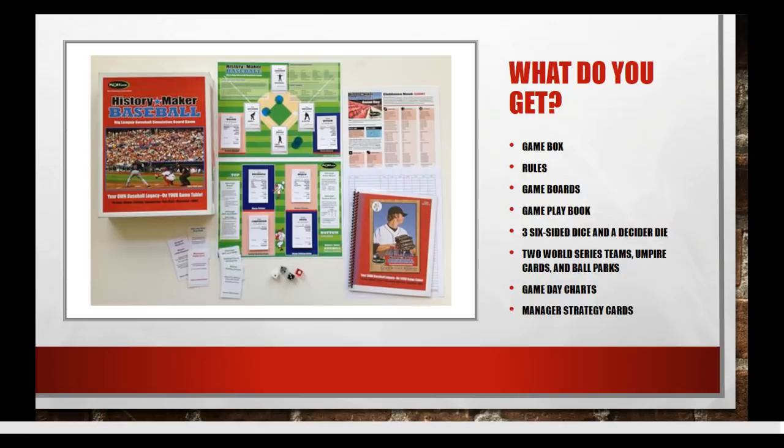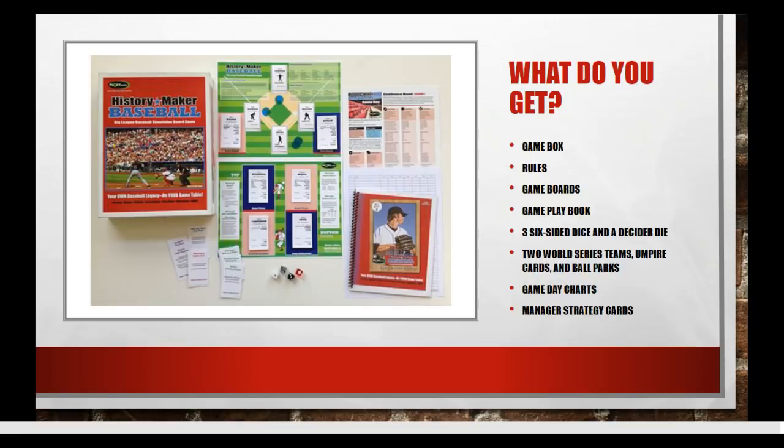Comes with the rules, comes with a game board, so you can see the two game boards that are there. Comes with a gameplay book, which is that red booklet there. It comes with 3 6-sided dice and a decider die. So the decider die is a 6-sided die with 3 dots on 3 sides and blanks on 3 sides. It's basically a 50-50 die. Essentially, it's for a coin flip type of roll, and you're going to be using that for what's called semi-qualities in the game. We'll be talking more about that.